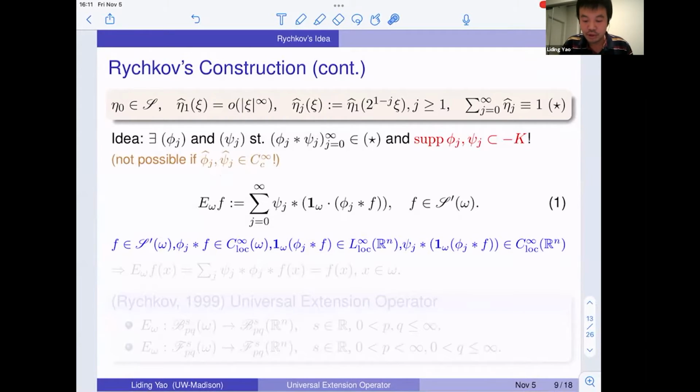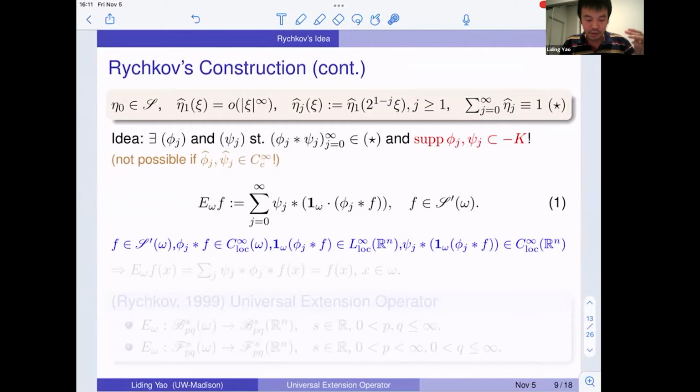So I just recall it in the top here. His idea is to find certain families of Vj and psi j, such that if we talk about the convolutions of Vj and psi j, this is the Littlewood-Paley family. And most importantly, Rychkov shows that we are able to construct certain kinds of Vj and psi j such that the Fourier support lies strictly inside the negative cone.